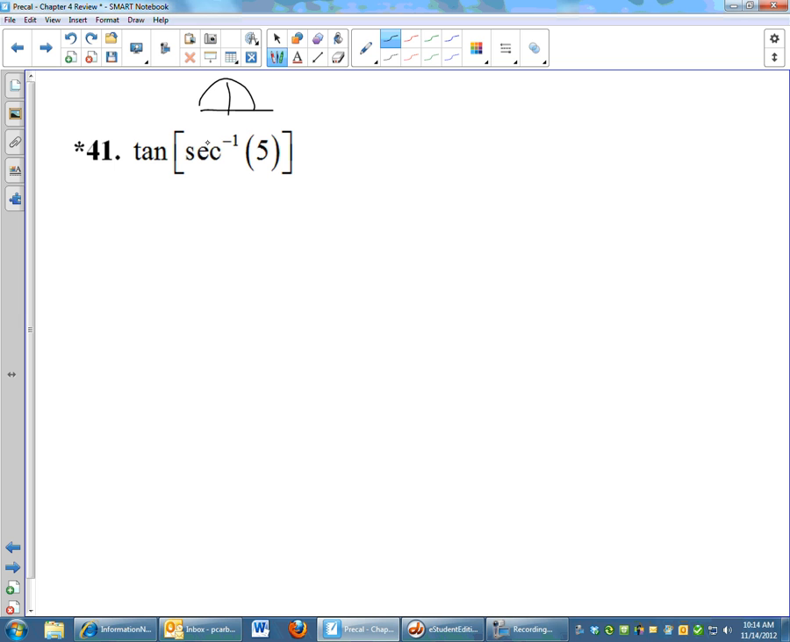Let's see, this is saying secant of some angle is 5, which is the same thing as saying cosine of the angle is 1/5. You do the reciprocal. And I am drawing in the first quadrant because cosine is positive, secant is positive in the first quadrant. So I'm going to draw a triangle into the first quadrant.